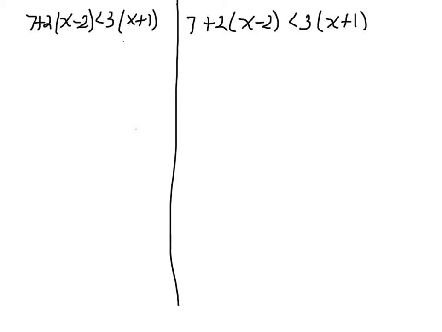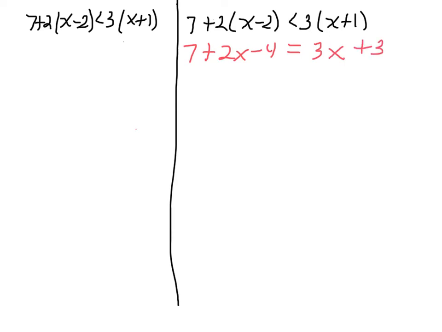Again, it looks a little bit complicated, so let's try and simplify it by things we know how to do. The first thing I always want to do if I can is distribute. So I have 7 plus 2x minus 4, and then I change that to an equal sign. Remember, every single time I change to an equal sign, I never leave it my original inequality. Trust me, you will make fewer mistakes if you do it that way. And then I have 3x plus 3.